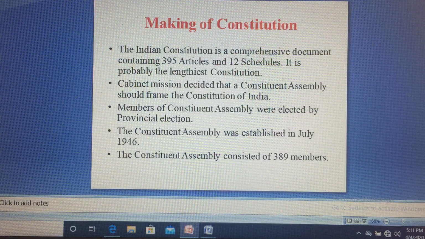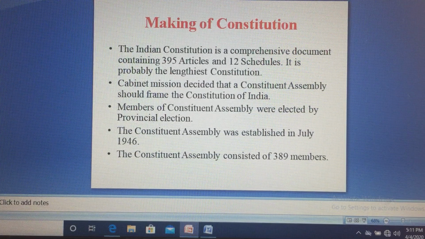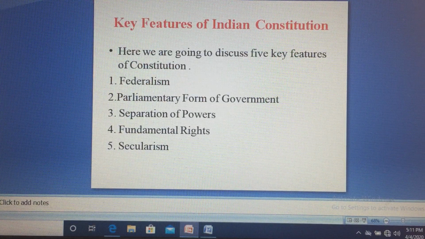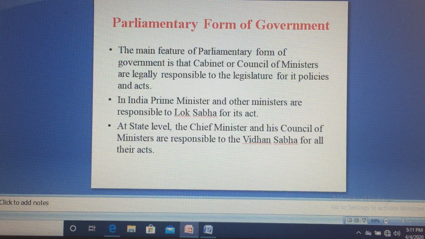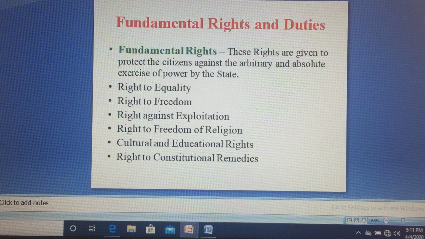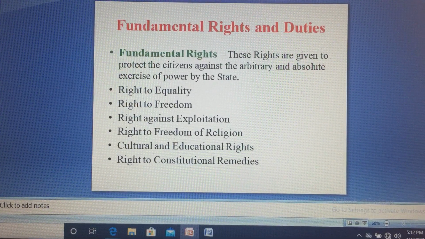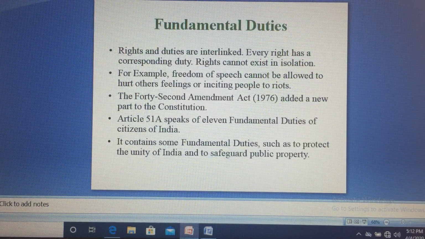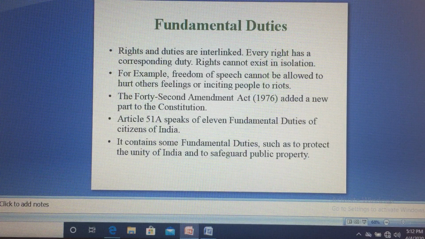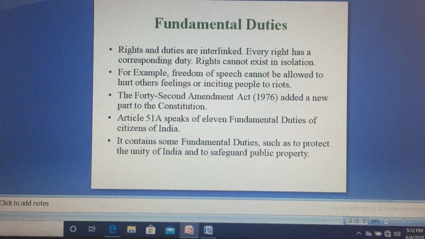Then we discussed important and interesting facts about our Indian Constitution. Then we discussed the key features of the Indian Constitution. We discussed federalism in detail. We discussed the parliamentary form of government. And then we discussed fundamental rights. We discussed all the 6 fundamental rights. And then we discussed fundamental duties attached with rights, right? This we discussed yesterday, how all rights have corresponding duties attached to them.